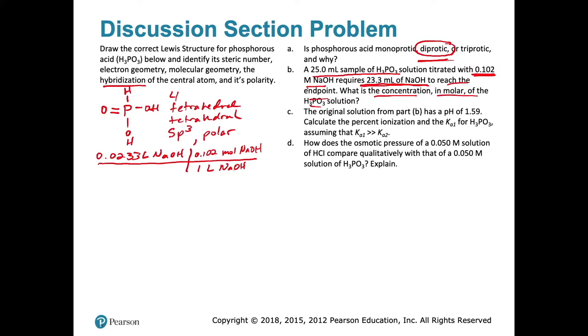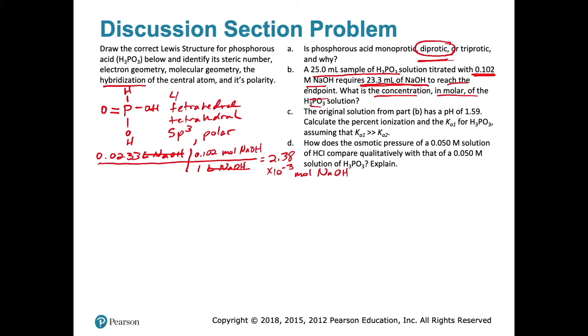Which is great because now you can cancel out liters of sodium hydroxide and you're left with moles of sodium hydroxide. So how many moles of sodium hydroxide do we end up with here? It is, I believe, 2.38 times 10 to the negative 3 moles of NaOH. Okay? We're not done yet, though. We've got to figure out still what the concentration of the phosphorus acid is.